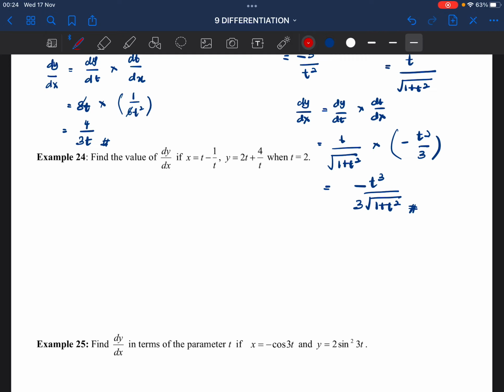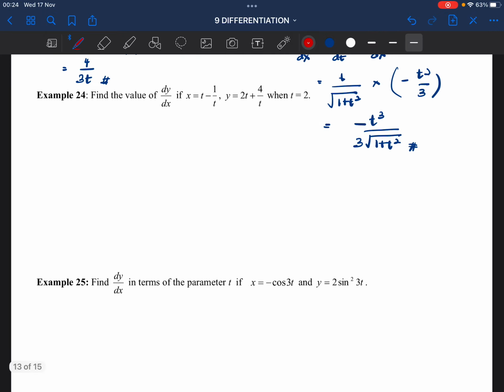Okay, so it's okay. Let's try. Find the value of dy/dx if x equals t minus 1 over t and y equals 2t plus 4 over t when t is equal to 2. Okay, so given to us here t is equal to 2. So your final answer should be a value.